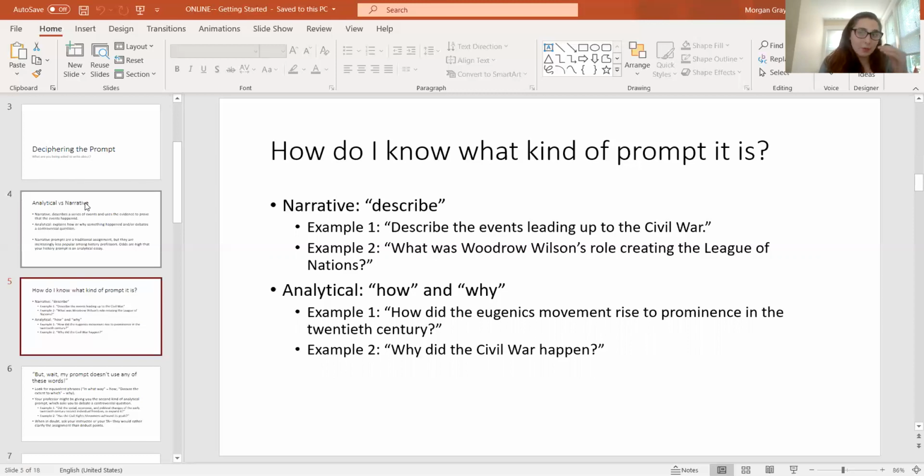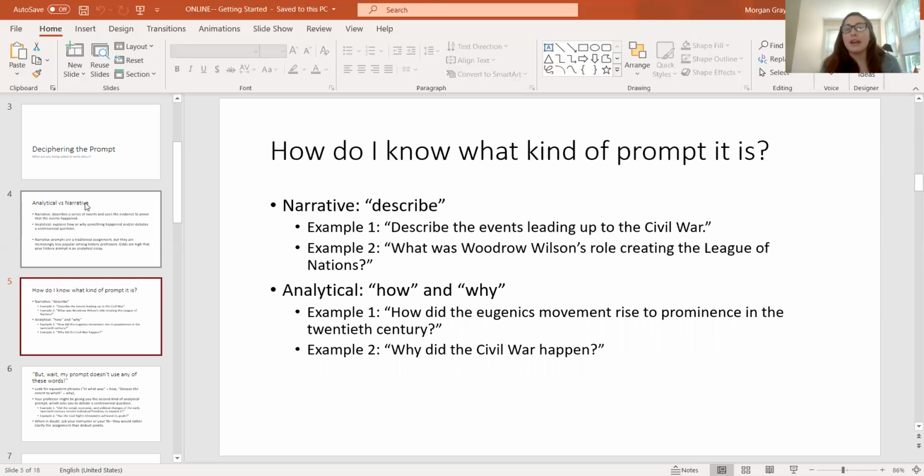The analytical takes you one step further. These are how and why questions. How did the eugenics movement rise to prominence in the 20th century? Why did the Civil War happen? These require you not just to take information, right? The Civil War started in 1861 because of X, Y, and Z. It requires you to say the Civil War happened because something else, right?